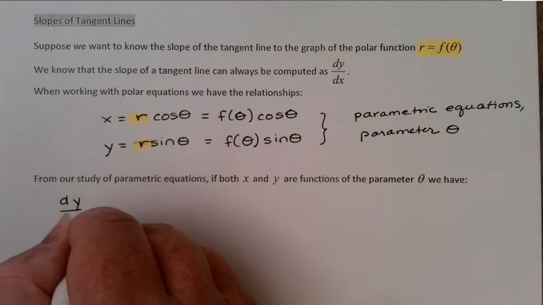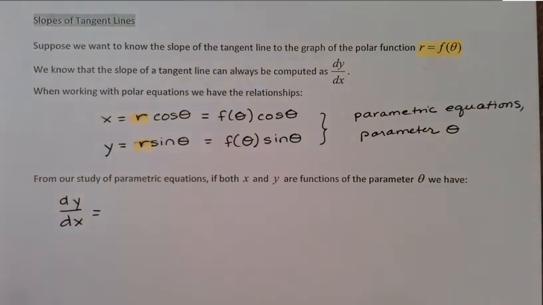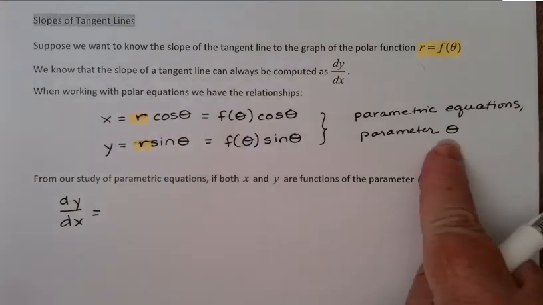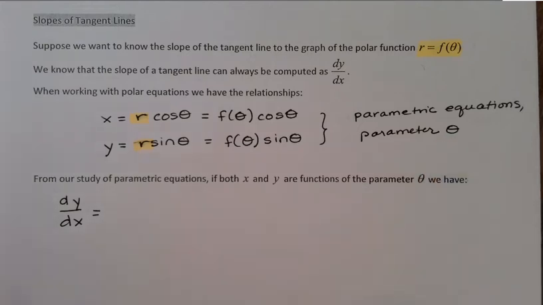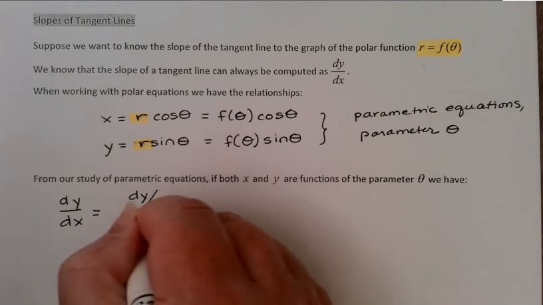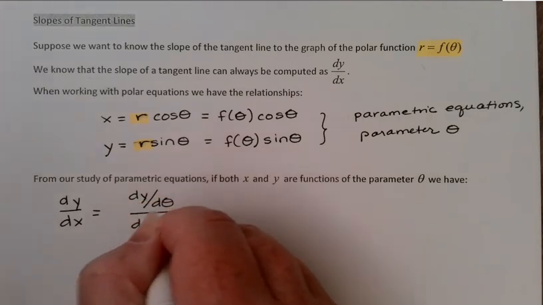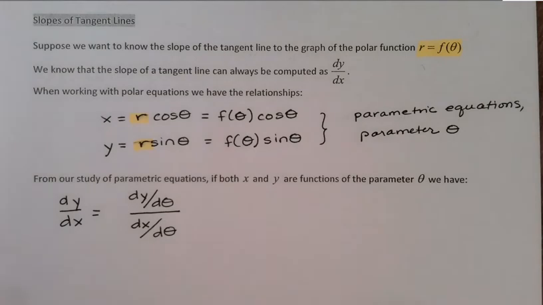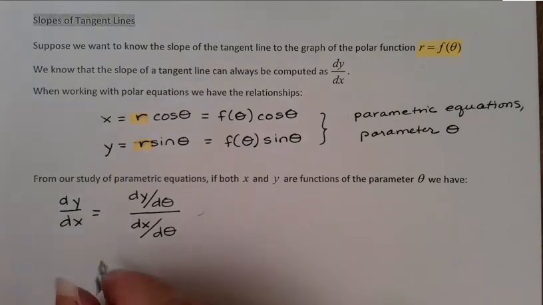dy dx. With parametric, we did dy dt over dx dt. Now, because our parameter is theta, we'll do dy d theta over dx d theta. Again, remember, if you just imagined dividing by doing a reciprocal and multiply, the d thetas would cancel out, and you'd have dy dx. All right, well, let's work on this a bit more.